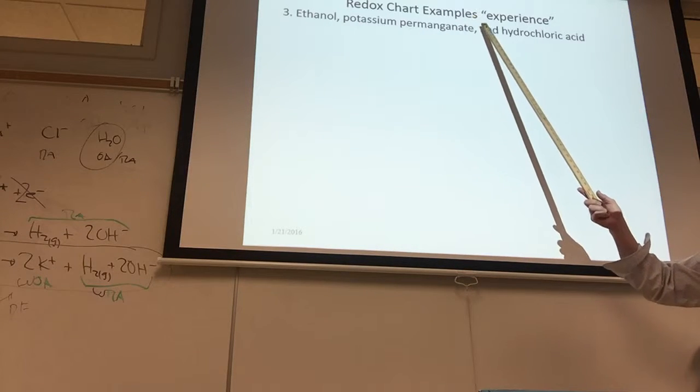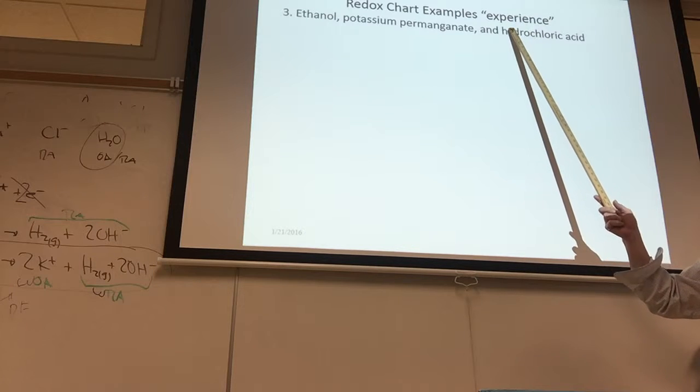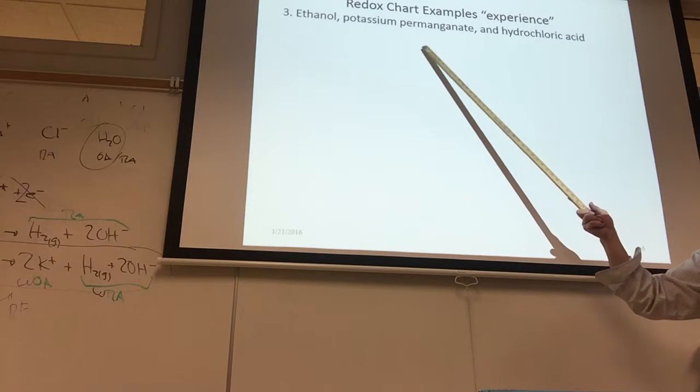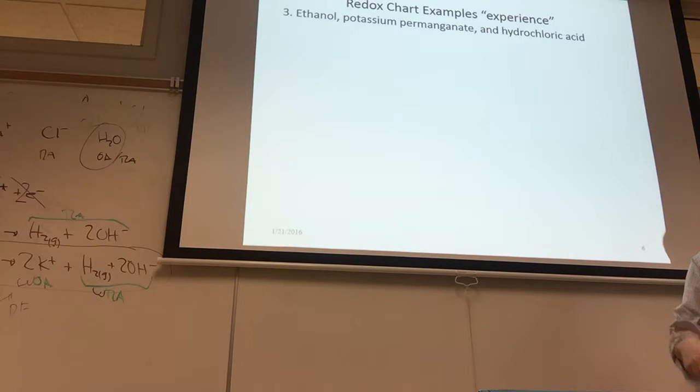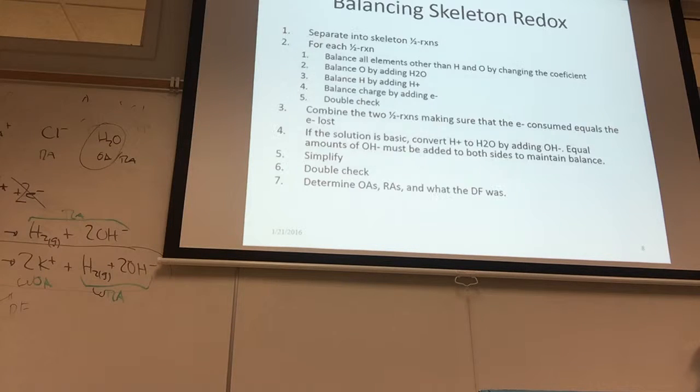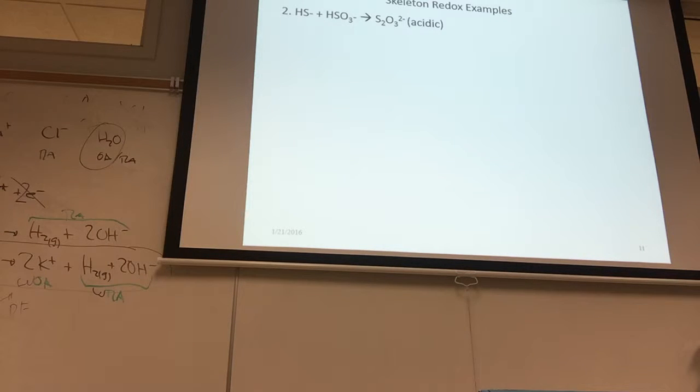And so this is a redox chart example, which I labeled experience. This one is a level harder. This one would be like an advanced problem in Petrucci, right? And so this problem is a challenged one. It's also on your homework too, I think. So it might not be too bad.